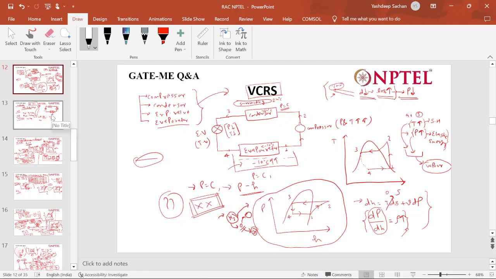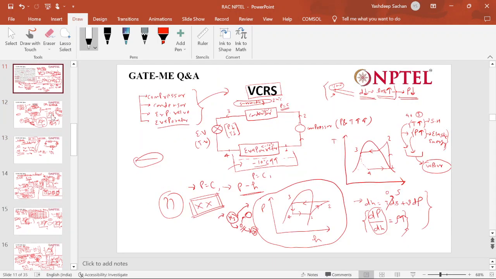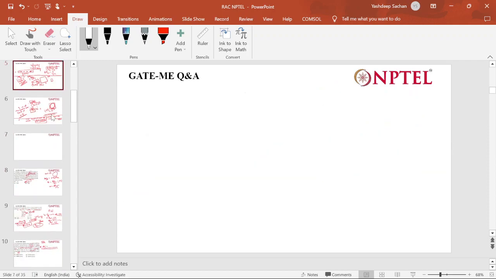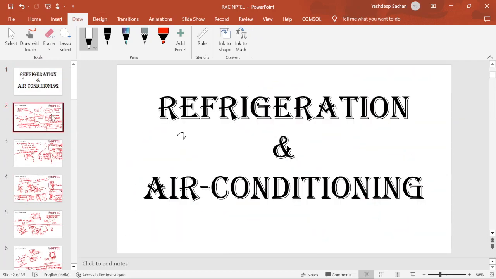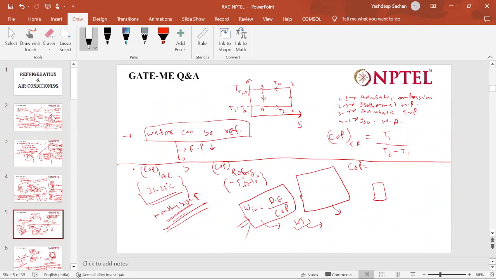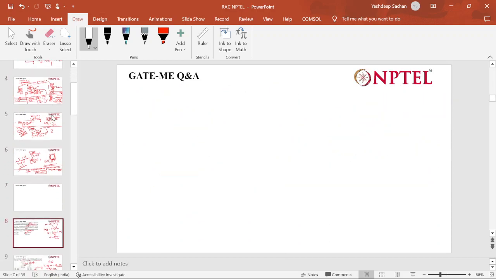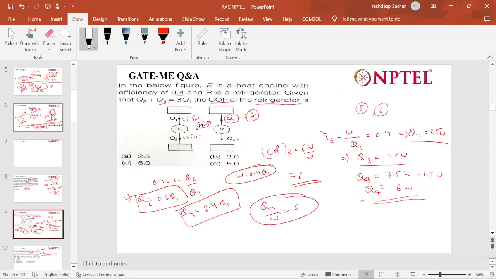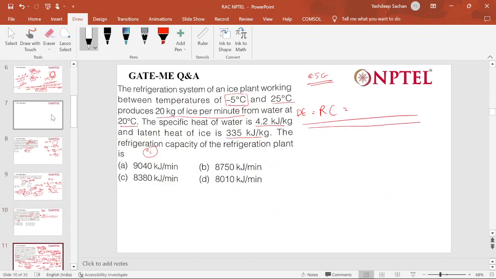Okay, so I would try to summarize quickly. In the first three classes, what we have done in the RAC: in the first class we started with the basics of refrigeration, and then saw the Carnot refrigeration, the ideal refrigeration cycle, and solved a few problems based on the refrigerator. Then the heat pump coupled with the refrigerator, and that problem we solved.